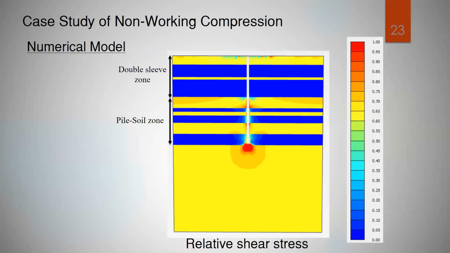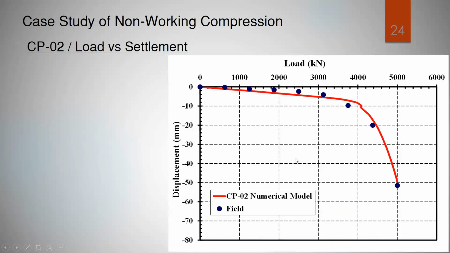Here, to consider the effect of the double sleeve, we show relative shear stresses. There are no shear stresses mobilized in the double sleeve zone, but in the pile soil zone we get the mobilized shear stresses, and we get smooth curves, smooth stress distribution, due to the extension of the interface.